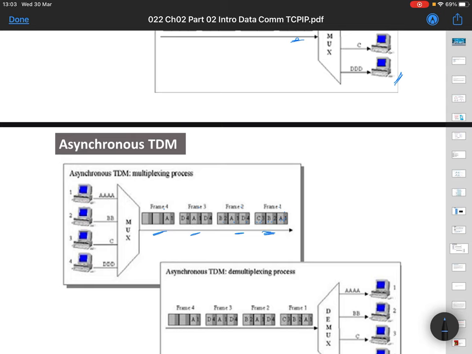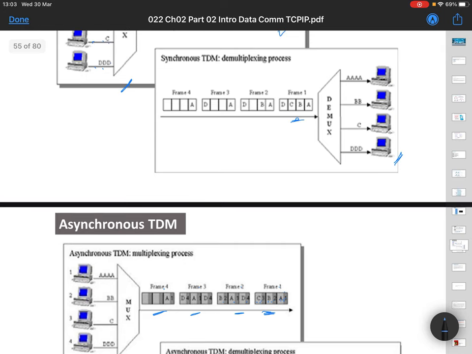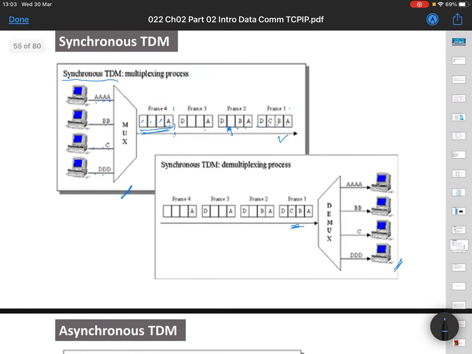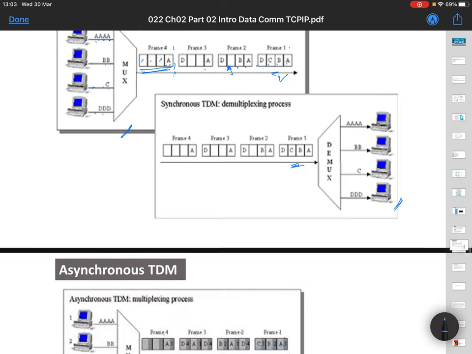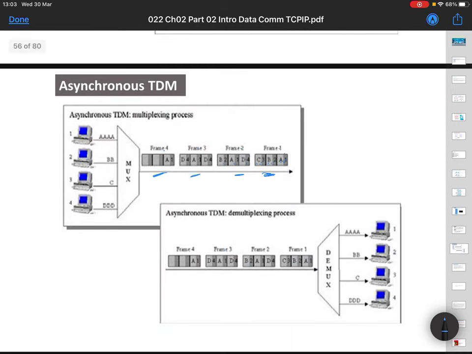number of units, number of element dalam frame. Yang ni ada 4, yang ni ada 3. So at the demultiplexing, still we can get the signal because we already tag the signal with the numbering.